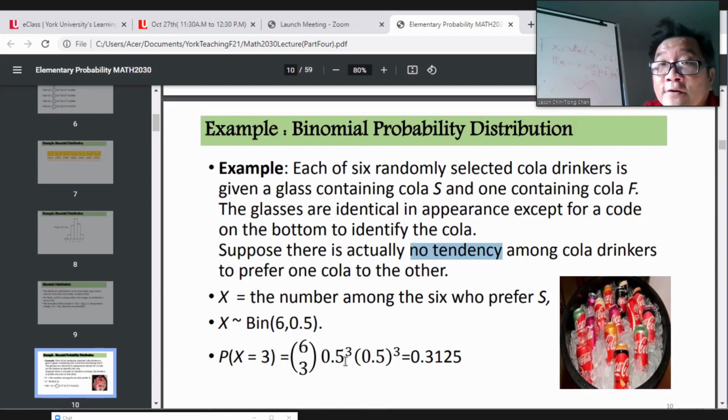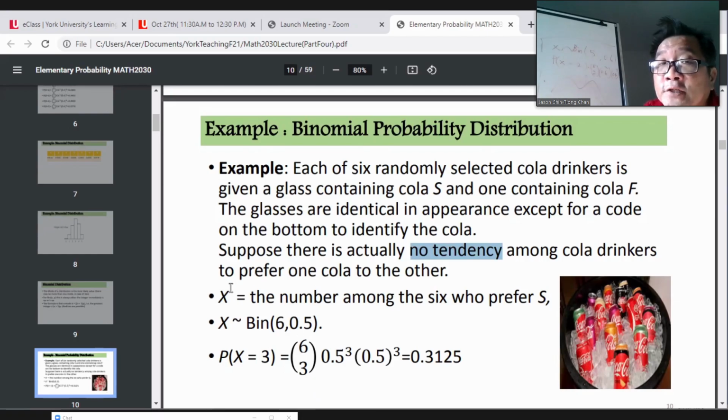Okay, I forgot to put a question. The question asks, what exactly 3 before S? Of course, in reality, we don't have Cola S and Cola F. If I put diet and regular one, definitely you know the difference. That's why I changed to S and F, because diet and not diet one is very easy to differentiate. So are you okay? Why is 0.5? Because the question says no tendency, so they are okay for both. That's why each one is 0.5.